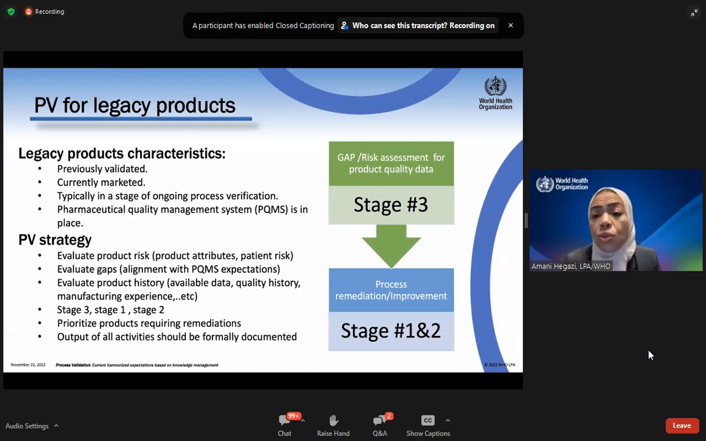And in some cases, when manufacturers perform stage 3, they find that the process capability is not well established and that the process is not capable, or the capability index is of a low value, and hence they need to go to stage 1, the design, to adjust, to modify, maybe redefine the design space to give a more robust process that is capable of reproducibly producing acceptable batches.